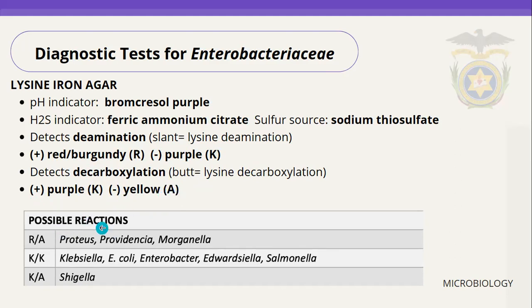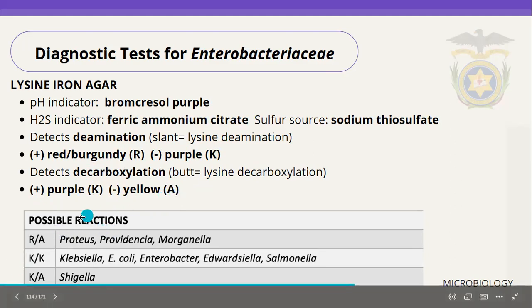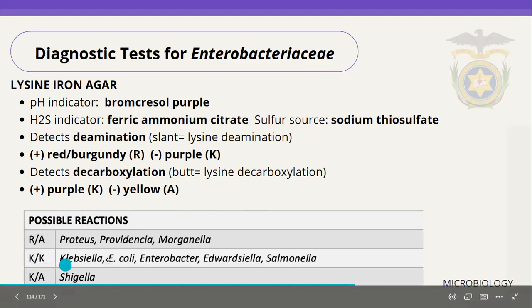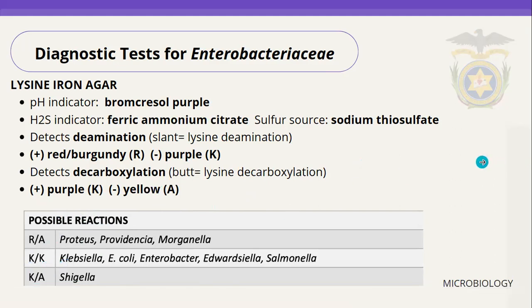So the possible reactions here are R over A, which can be seen in Proteus, Providencia, and Morganella; K over K, which can be seen in Klebsiella, E. coli, Enterobacter, Edwardsiella, and Salmonella; and K over A, which can be seen in Shigella.